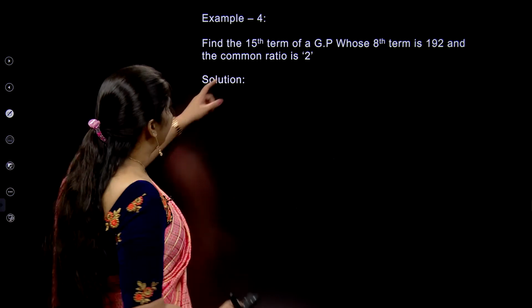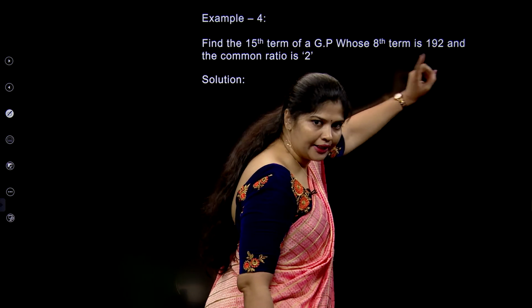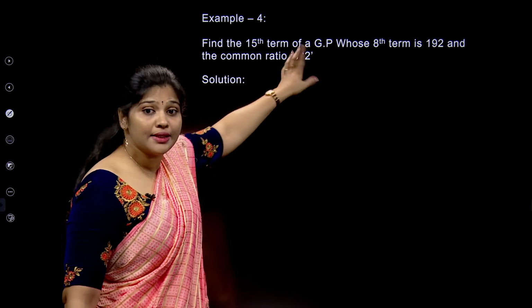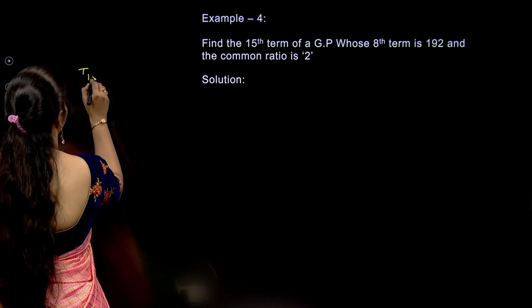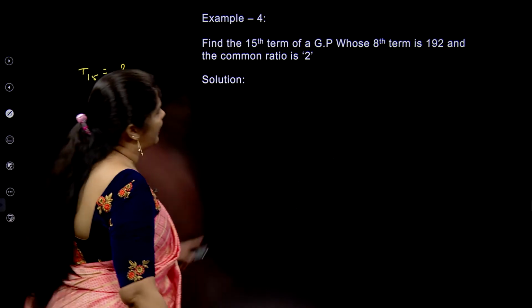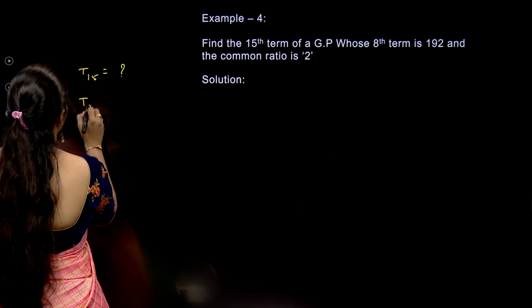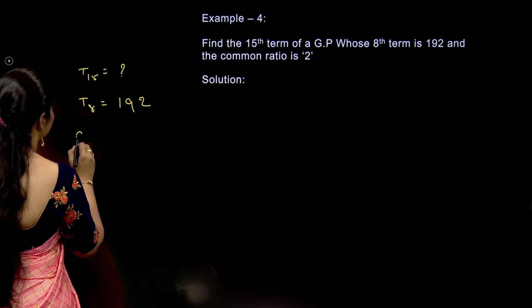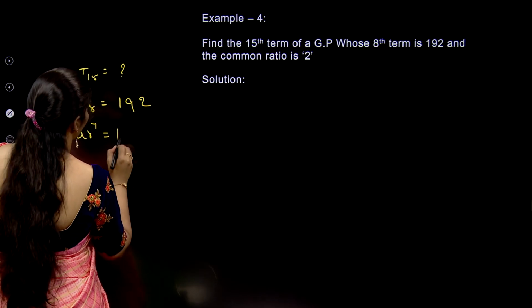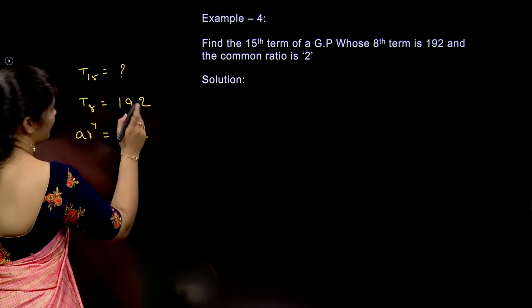Yes. Next question. Find the 15th term of a GP whose 8th term is 192 and the common ratio is 2. Here we need to find out T15. The 8th term value is 192, T8 equal to 192. T8 can be written as a r power 7 equal to 192, and the common ratio is 2.